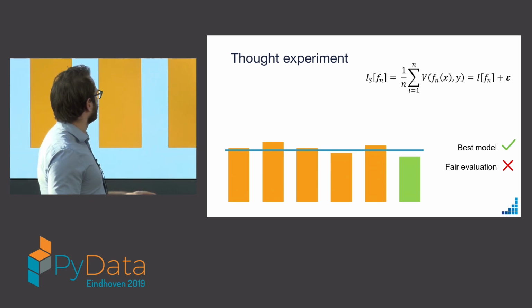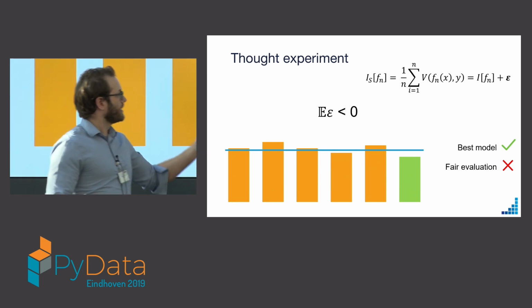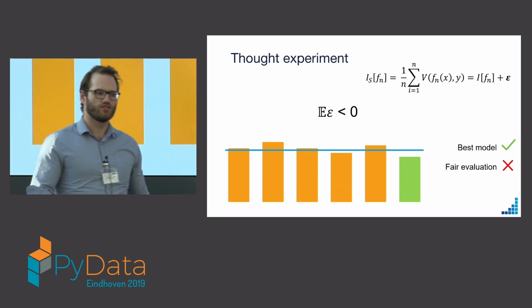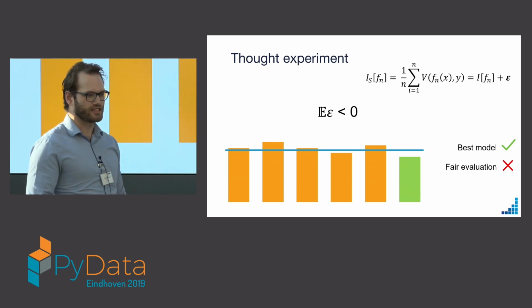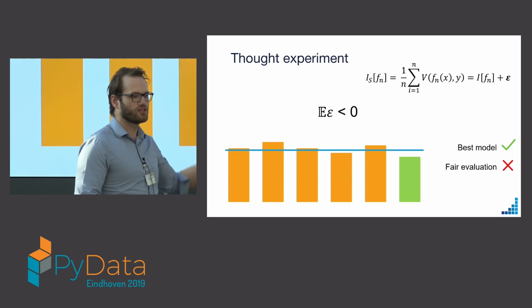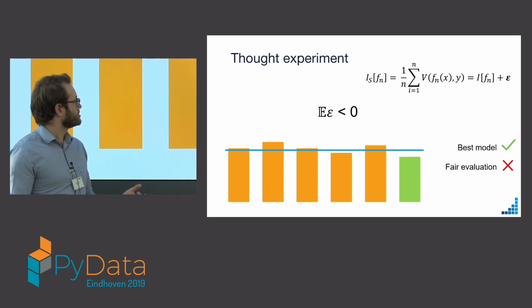And that's because the way we do this selection, we introduce a selection bias, which means that the expected value of this error is negative.